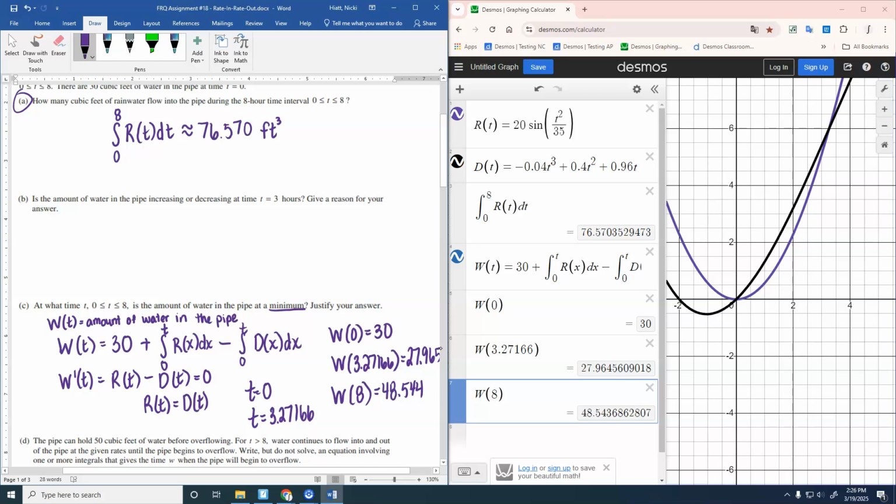Okay, so what would be the answer to this question? 3.27166. So minimum at t equals 3.27166. And this is hours here too.